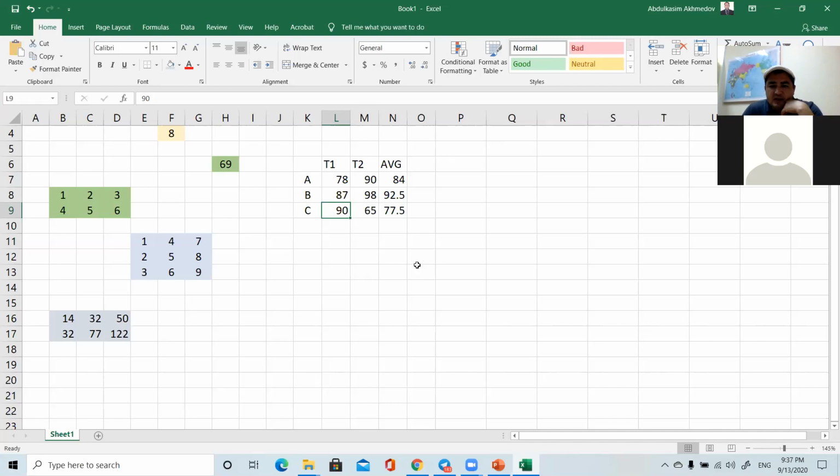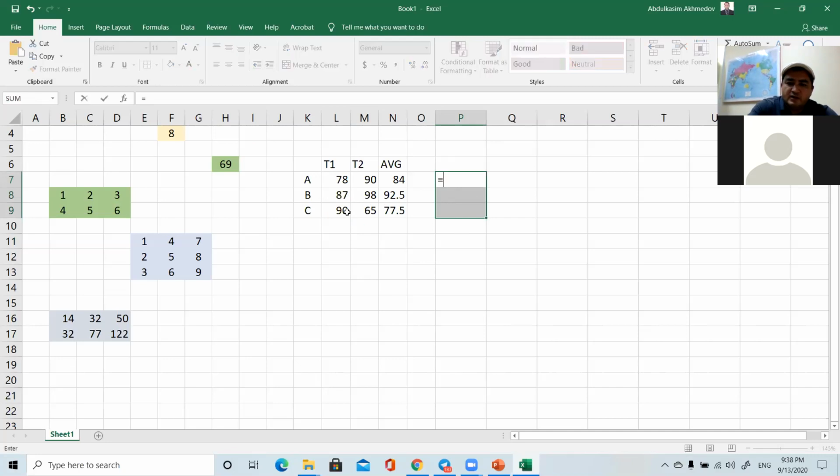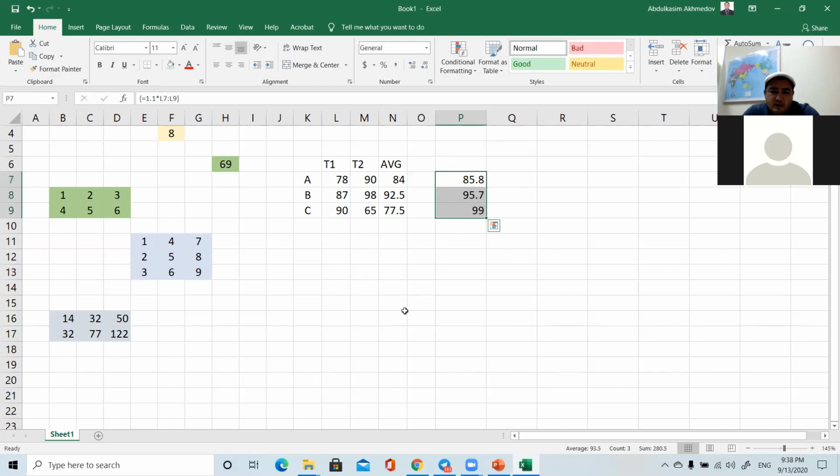To do this, again I should choose this as a matrix. I can also do it here. Let me just do it here. Okay, I want to increase all the student scores by 10%. So 10% means we should multiply each number by 1.1, right? 1.1 times, and here we have the matrix, and here we have Control Shift Enter. It increases all the scores by 10%.